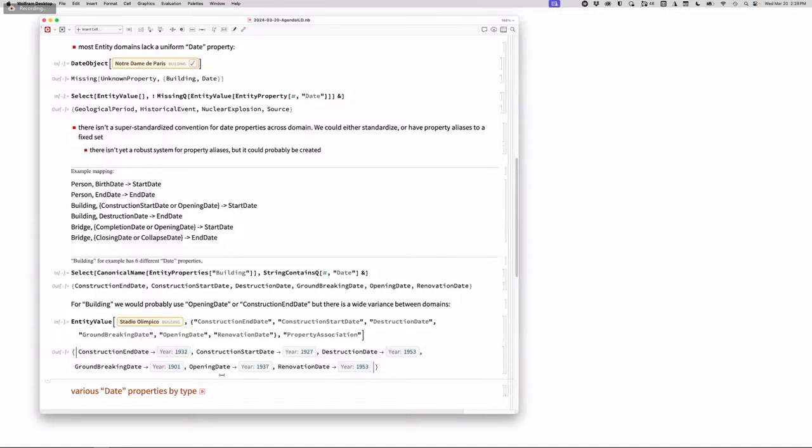Yankee Stadium is a religious reference for some of us. Well, fair enough. But not if you're a Mets fan, so. Okay.